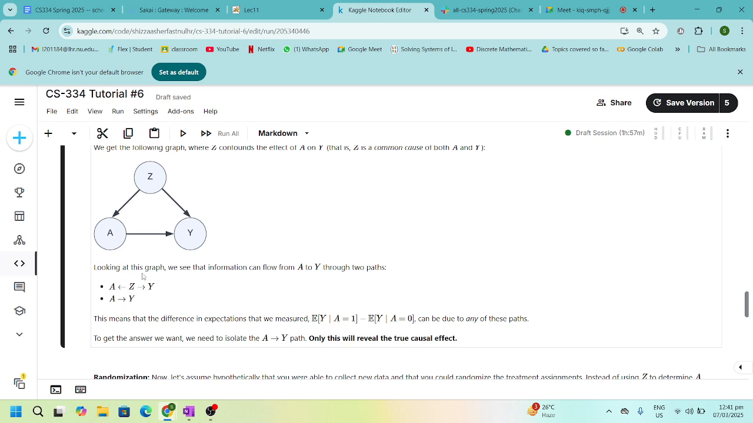We need to fix the value of z somehow. We need to control for z. We need to intervene in order to observe just the relationship between a and y. So this is a very important piece of information.